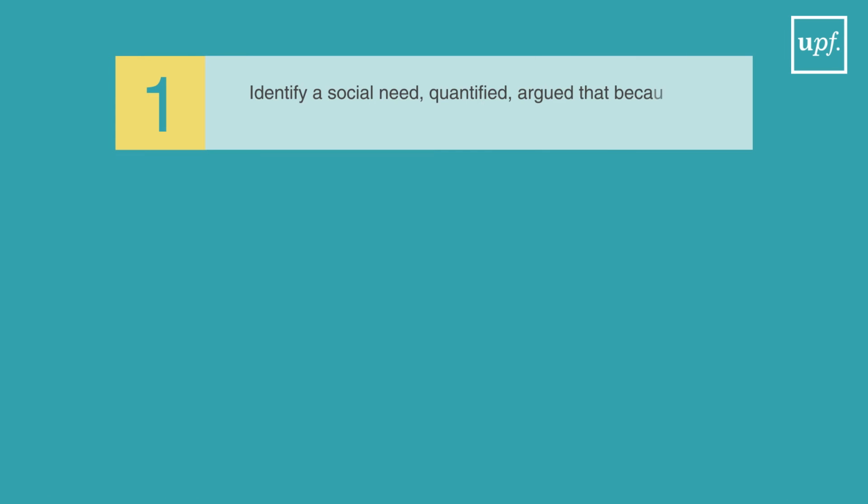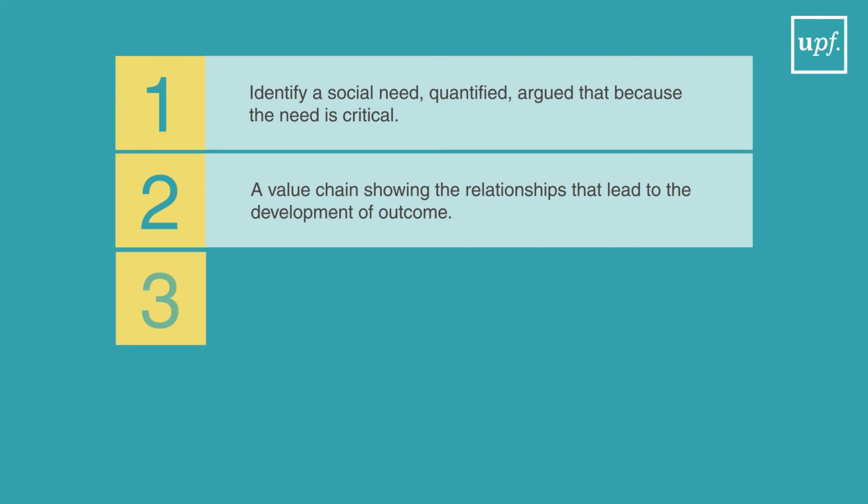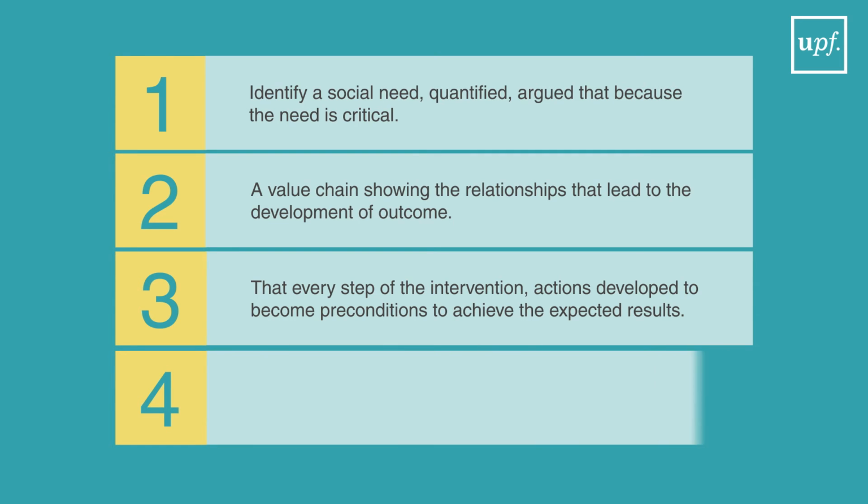The only basic requirements in order to develop a theory of change are: identify a social need, quantify it, and argue why the need is critical. A value chain showing the relationships that lead to the development of outcomes, so that every step of the intervention, the actions developed, become preconditions to achieve the expected results, and indicators to measure the results.